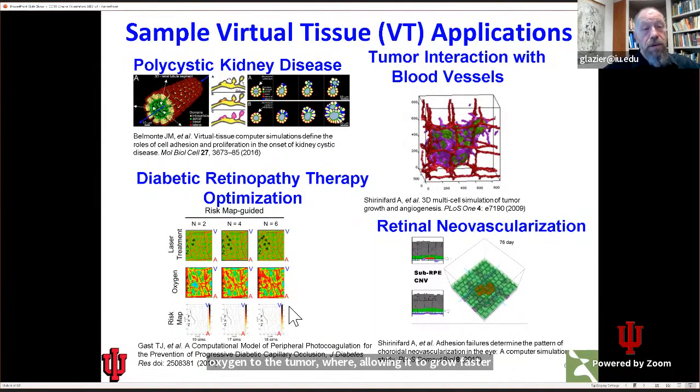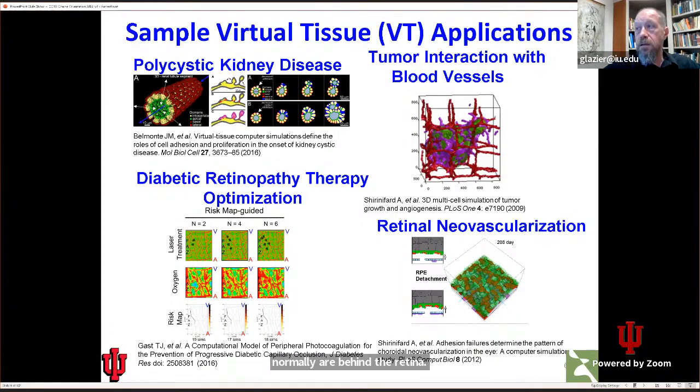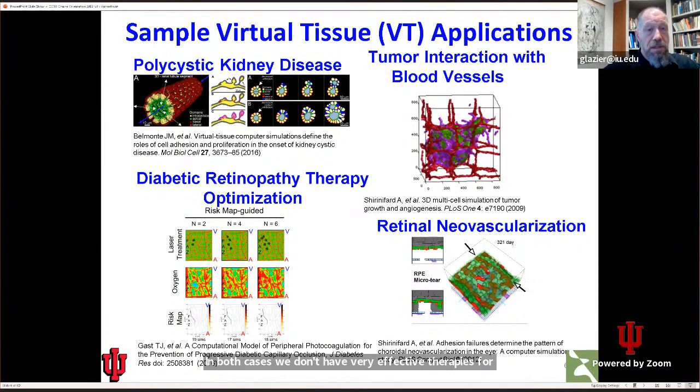Here on the bottom left is a study of laser ablation therapies for diabetic retinopathy, trying to optimize the design of those therapies, so a biomedical application. And on the right is also a model of the retina in 3D, like this one on the top, showing the invasion of the retina by the blood vessels that normally are behind the retina. This is a process called retinal neovascularization, which occurs particularly in age-related macular degeneration. Diabetic retinopathy and retinal neovascularization are two of the main causes of adult blindness. In both cases, we don't have very effective therapies, and understanding the basic mechanisms of these diseases is important in designing new therapies for those diseases.